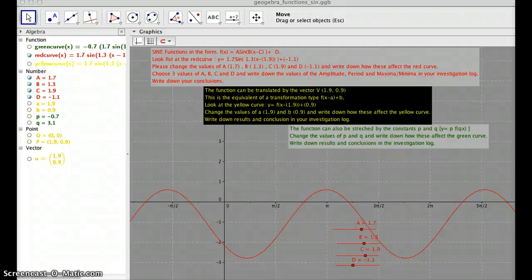Hello, this is a demonstration in mathematics using a GeoGebra worksheet. We're going to start with the sine functions, then cosine functions, then tangent functions in a very similar way.